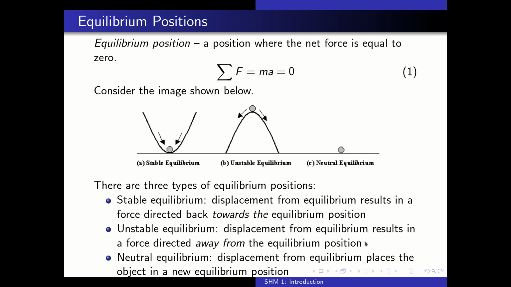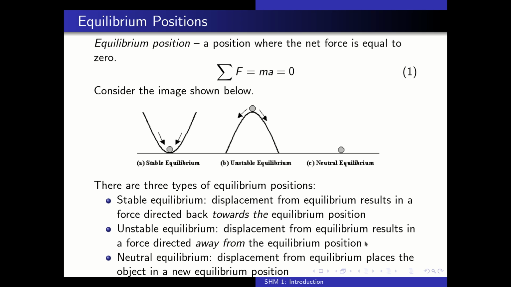In the left-hand image, if that ball is displaced a little bit from the center, gravitational force will draw it back towards the center. This is what's called a stable equilibrium. The displacement from equilibrium results in a force directed back towards the equilibrium position. So drop a marble into a bowl, or the skater on the half pipe that I mentioned previously. Those are cases of stable equilibria. As long as you're at the bottom of that bowl, you're in equilibrium. Anywhere else, you're not, but the force is directed back towards that equilibrium position.